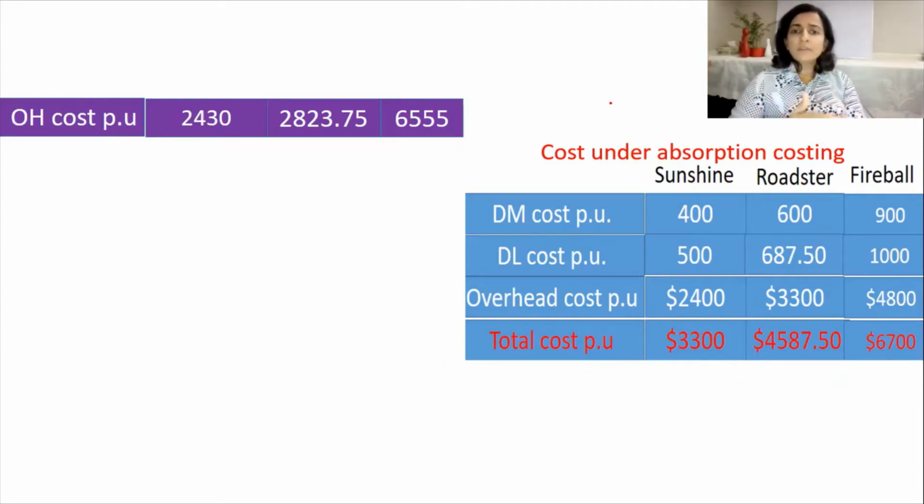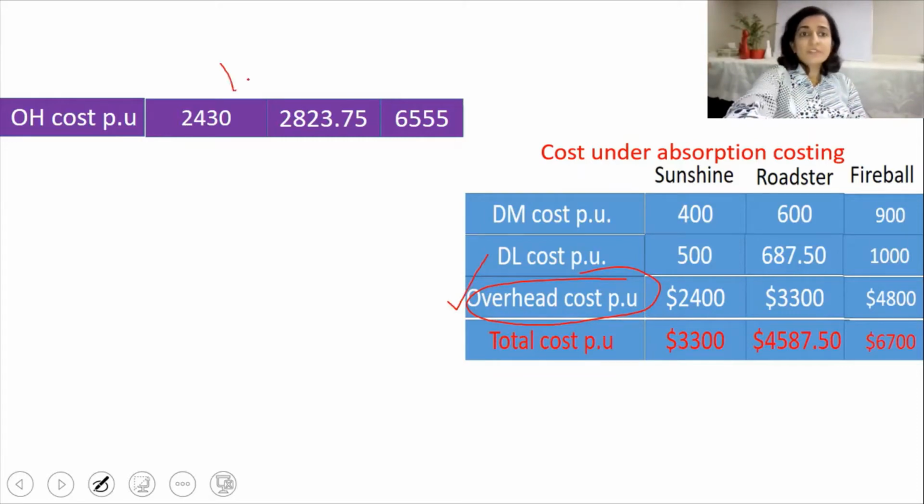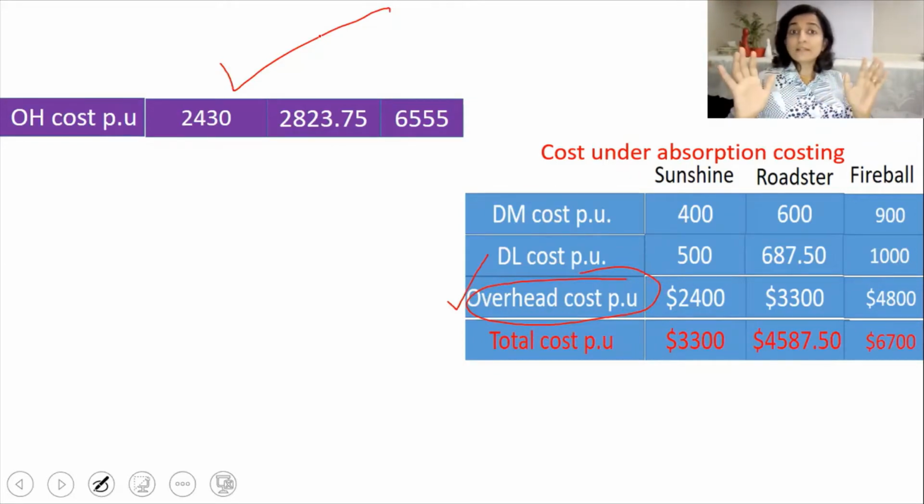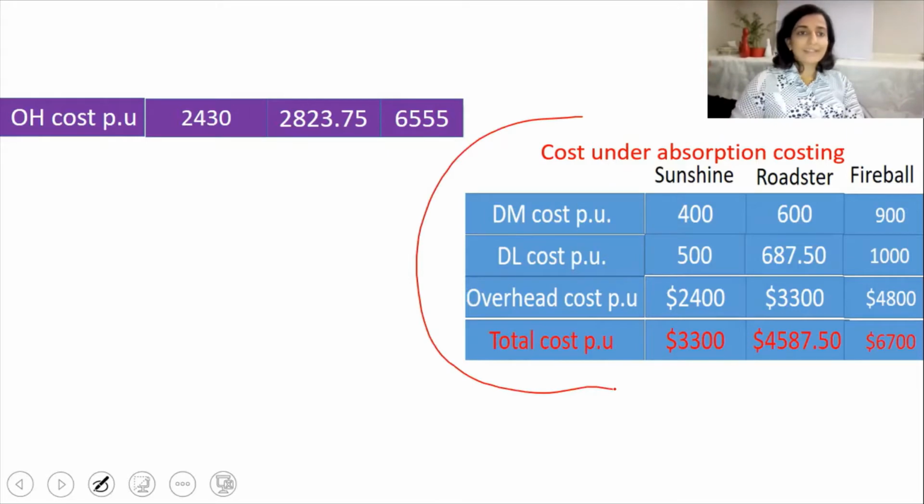What is the only difference? The only difference is regarding the overhead cost per unit. So all that we have to do is, instead of the overhead cost that we calculated for absorption costing, we will substitute the figures of ABC that we have just calculated. That is the only difference. So I will just copy this to the left side.